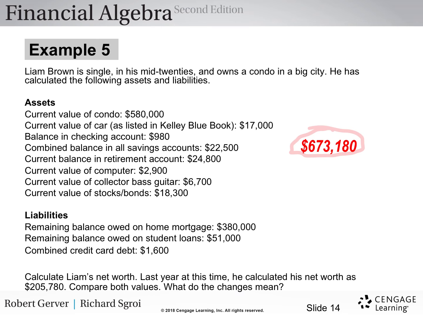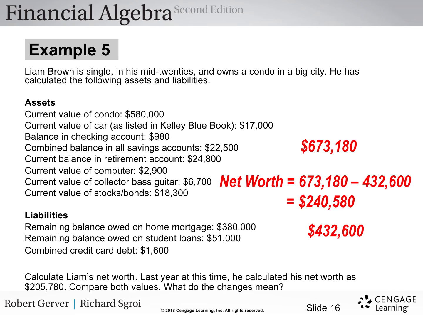So his assets come out to be $673,180 when you add up all the assets, like the value of his condo, his bank accounts, the value of his car, etc. Now let's look at the total of his liabilities. So if he adds up his liabilities, the remaining balance on his mortgage, similarly on some of his loans, his credit card debt, he comes out with $432,600. Okay, so that's the total of his liabilities. We know the total of his assets.